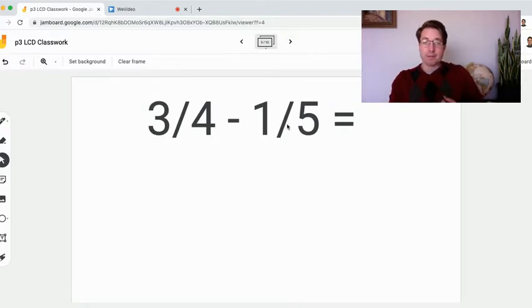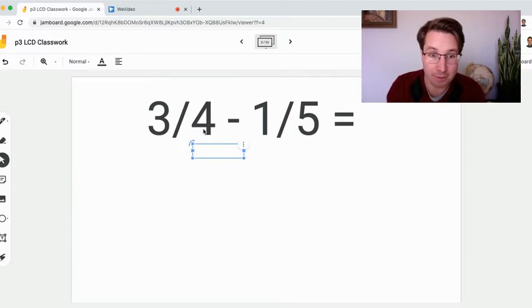Okay, 3/4 minus 1/5. Well, we can write out the multiples, but on this one you will find that 4 times 5 will give you 20. And 20 is the lowest common multiple between 4 and 5. To prove that, you could count it out. 4, 8, 12, 16, 20. 5 doesn't go into any of those numbers, right? 5, 10, 15, 20. So it has to be 20. We're going to convert these two fractions into a fraction with a denominator of 20.